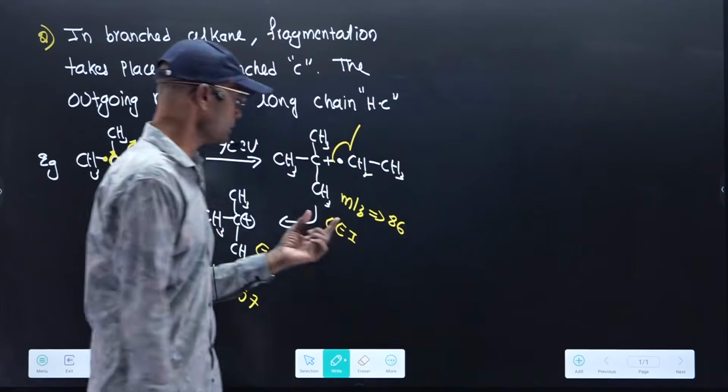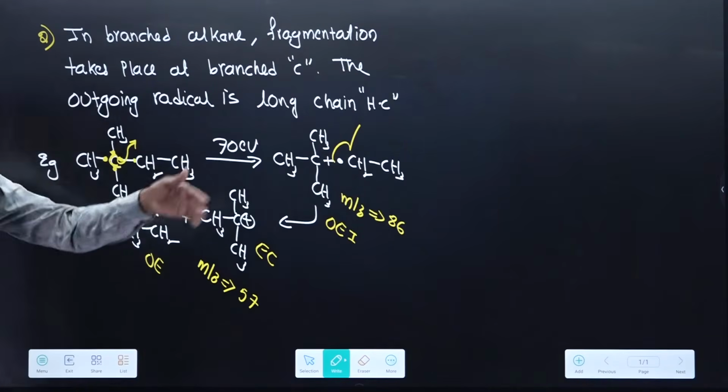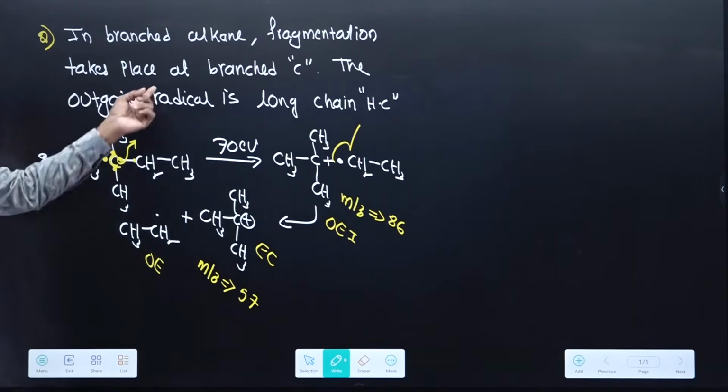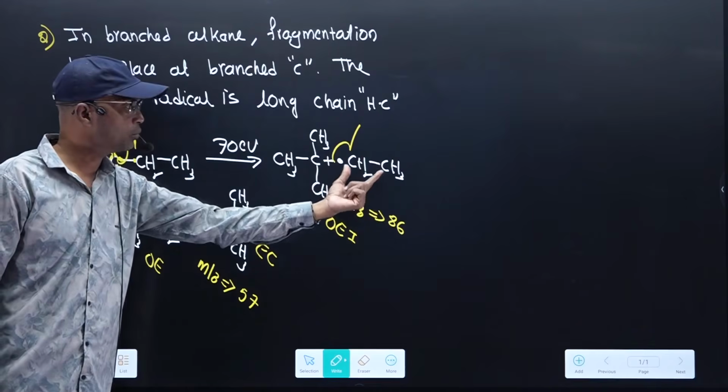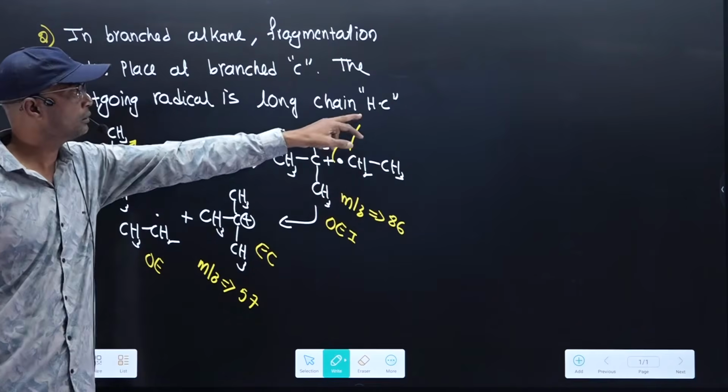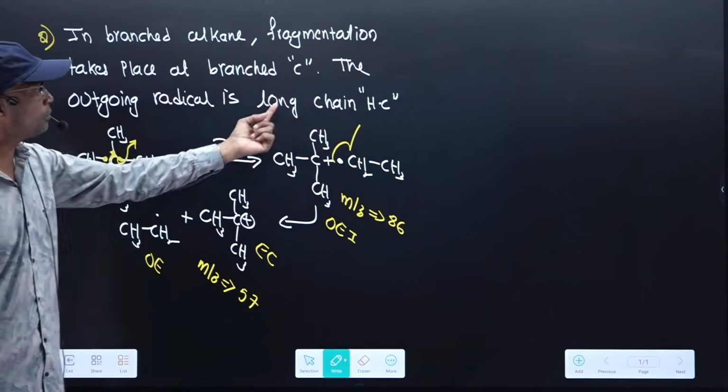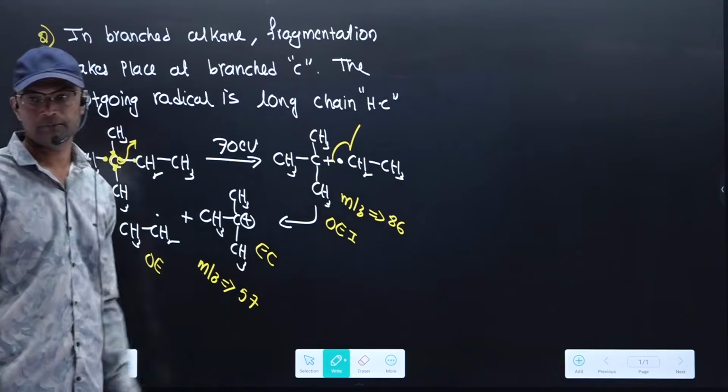Every time you need to remember like that. If any straight chain is there, loss of CH2 is a successive fragmentation. If any branched chain is there, the outgoing radical is the particular carbon which carries more number of carbons and hydrogens. The hydrocarbon which carries more carbons and hydrogens is the outgoing radical.